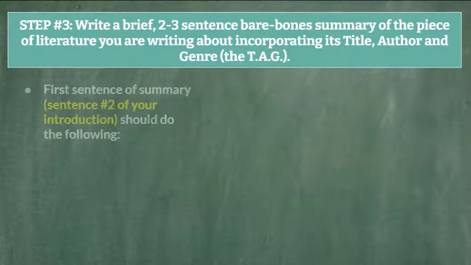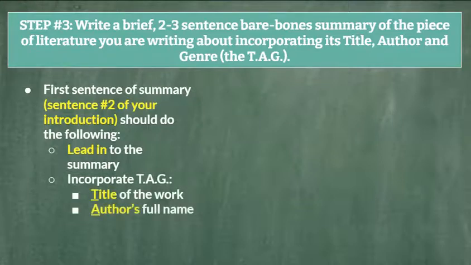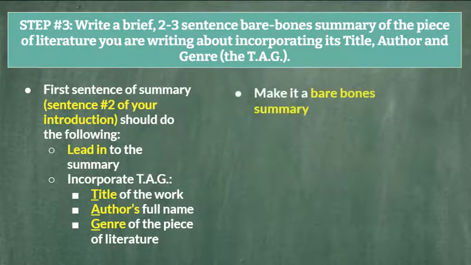The first sentence of the summary, which is sentence number 2 of your introduction, should lead into the summary and include the TAG, the title of the work, the author's full name, and the genre of the piece of literature. The summary of the literature itself should be brief, which can be difficult to do with longer pieces. So in order to do this, we need to write what is called a bare bones summary.